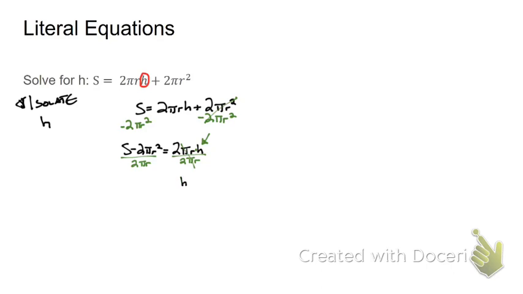So we've now isolated our h. We have s minus 2 pi r squared over 2 pi r. There are some slightly different ways you might represent this answer, but I would be satisfied if you were in my class. That answer would be satisfactory. All right, let's go to another one.